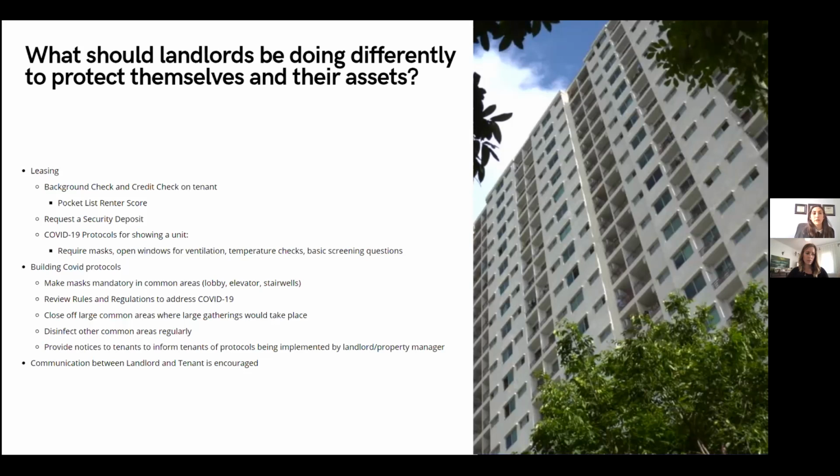Some other things you might want to think about during this time is what is your building's COVID protocols. We've seen a lot of buildings where they put a sign at the entrance of the building to require all people that enter the building to wear a mask. Especially in common areas, if you have elevators, perhaps providing hand sanitizer or regularly disinfecting common areas. I would also suggest reviewing your rules and regulations to see if they address COVID-19 or perhaps issues that have come up during the pandemic, maybe with respect to prohibiting people from gathering or closing common areas down.